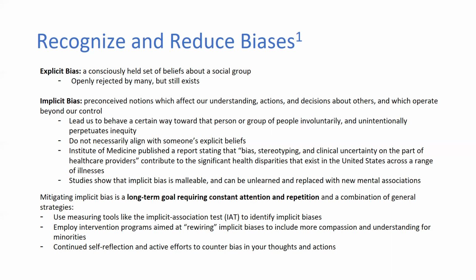In terms of healthcare, it's been shown by several studies that implicit bias is present in healthcare. It affects patient-provider relationships, like I said. It has been shown to affect patient outcomes and patient treatment. The Institute of Medicine has published a report stating that bias, stereotyping, and clinical uncertainty on the part of healthcare providers contribute to significant health disparities within the United States.